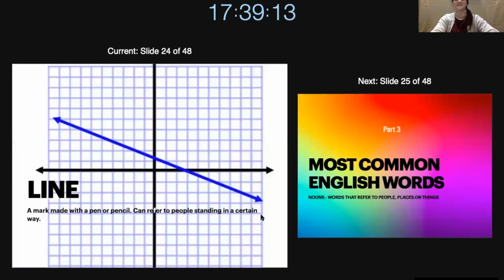Then we have line. The meaning of line is this blue section here, or even these black ones that cross in the middle. So a line is a mark made with a pen or pencil and can refer to someone standing in a certain way. So when we go to a place and we are waiting to pay for something, we will stand in line right behind each other.